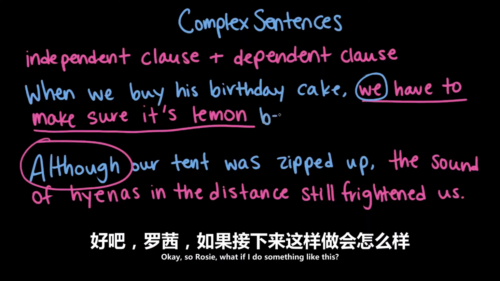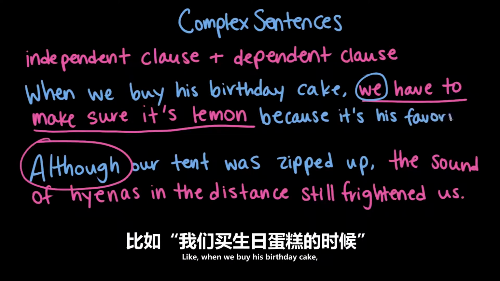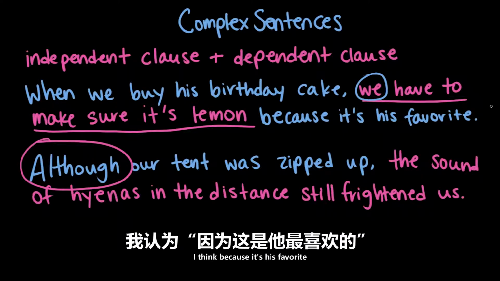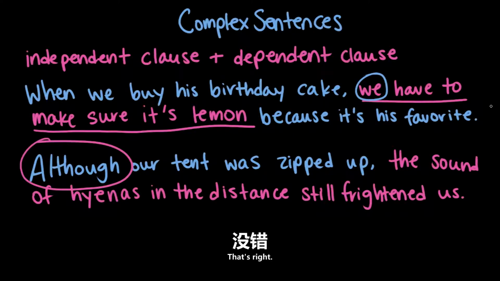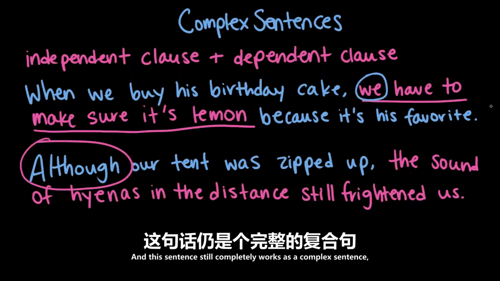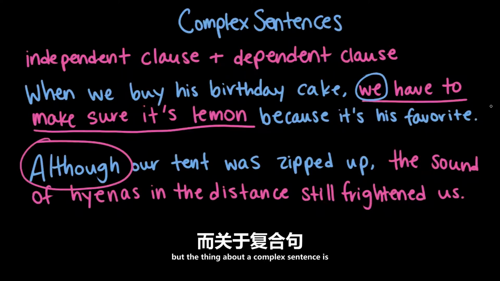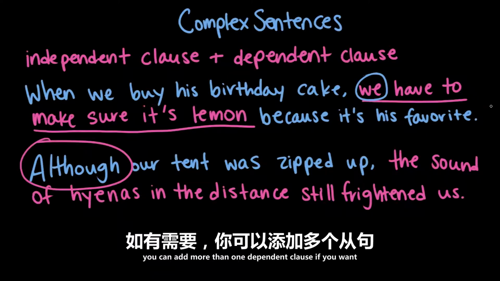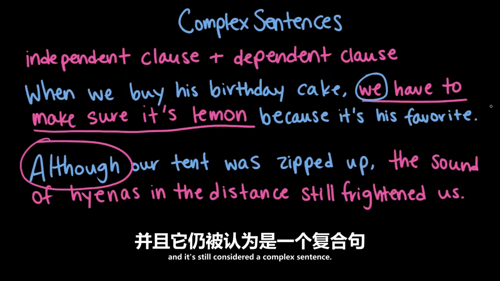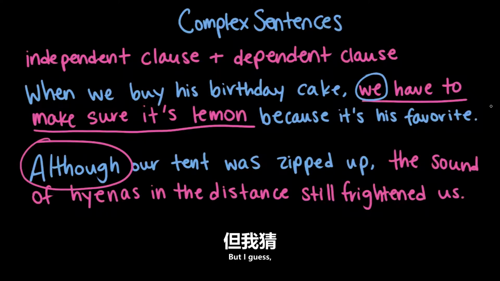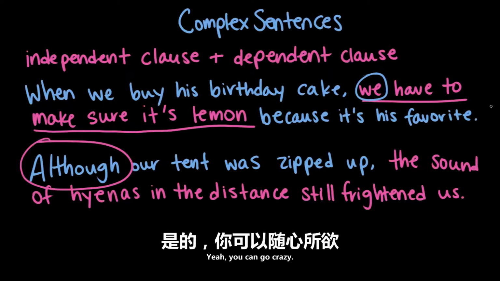Okay, so Rosie, what if I do something like this? Like, when we buy his birthday cake, we have to make sure it's lemon because it's his favorite. I think because it's his favorite is a dependent clause, right? That's right. And this sentence still completely works as a complex sentence because you still just have this one independent clause. We have to make sure it's lemon. But the thing about complex sentences is you can add more than one dependent clause if you want, and it's still considered a complex sentence. Okay, so it has to have just one independent clause. Right. But I guess as many dependent clauses as you want? Yeah, you can go crazy.